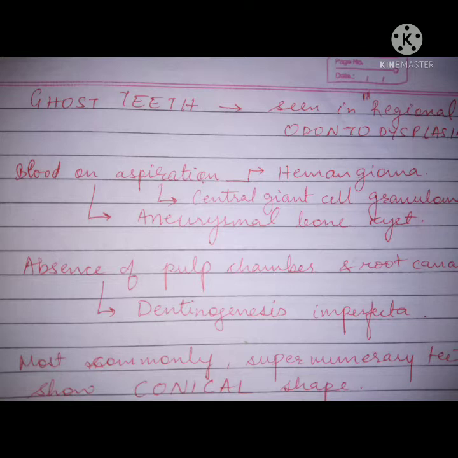Okay, so the next question is dentinogenesis imperfecta. In this condition, there is sometimes complete absence of pulp chamber and root canals due to calcification of the pulp chamber and the root canals.